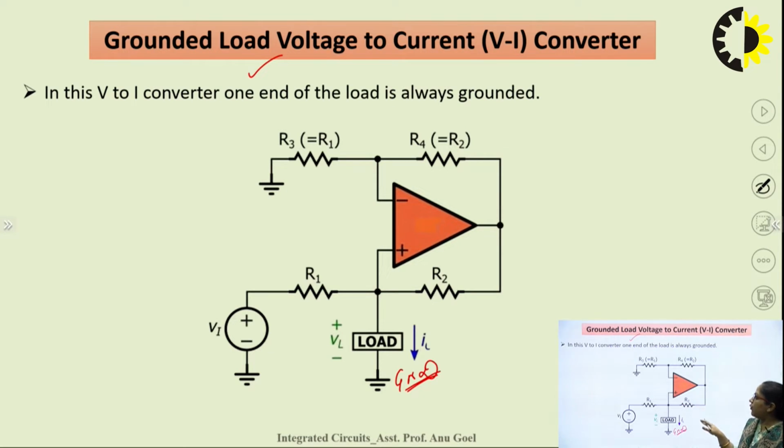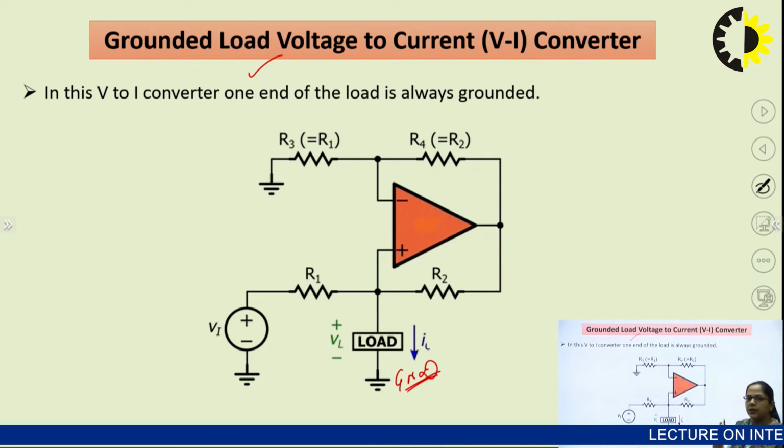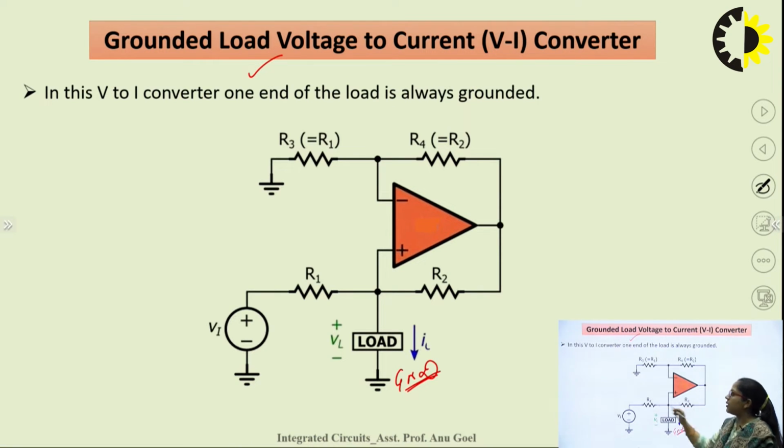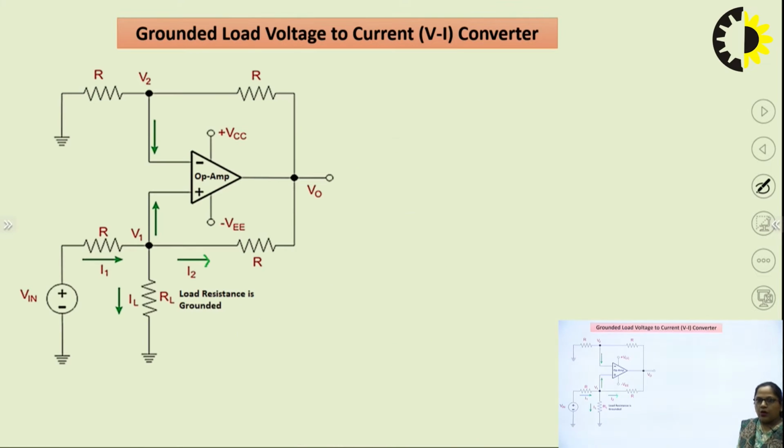Here, how we have realized this grounded load V2I converter: we have connected the load resistance to the non-inverting terminal of the op-amp. The input voltage is also applied at the non-inverting terminal of the op-amp. At the inverting terminal, two resistors are connected. Let us consider that all these four resistors are of the same value. Now, our aim is to show that this IL is proportional to V in. So, let us start the mathematical calculation, how we can show this.